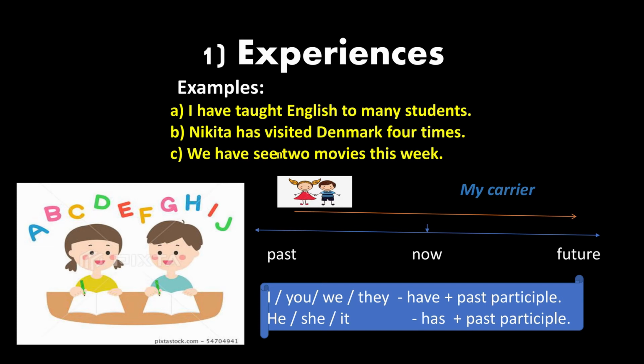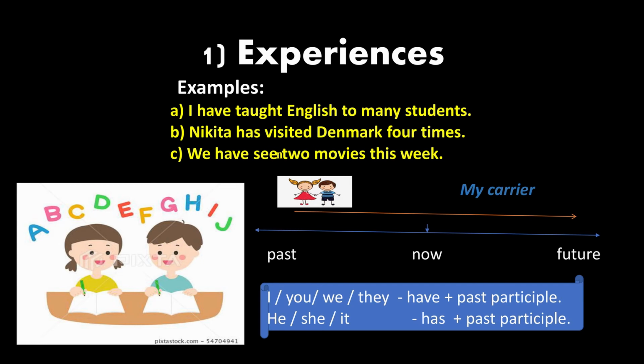Maybe today is Wednesday, so this week is not finished. We might see another 2 movies before the end of the week. So children, in these sentences, the time period is continuing or ongoing. So this is the first use of the present perfect, to discuss experiences in continuing or ongoing time periods.